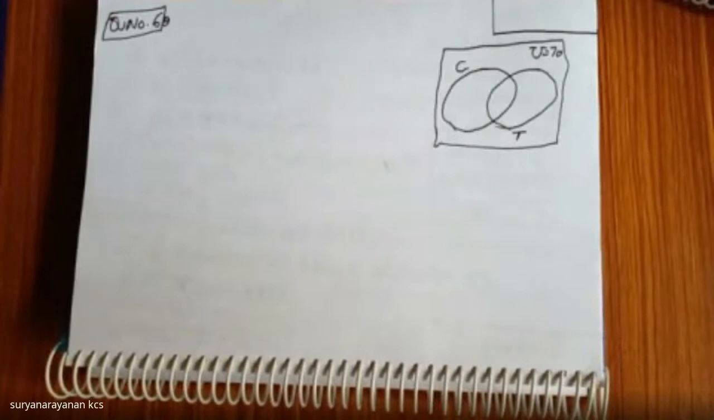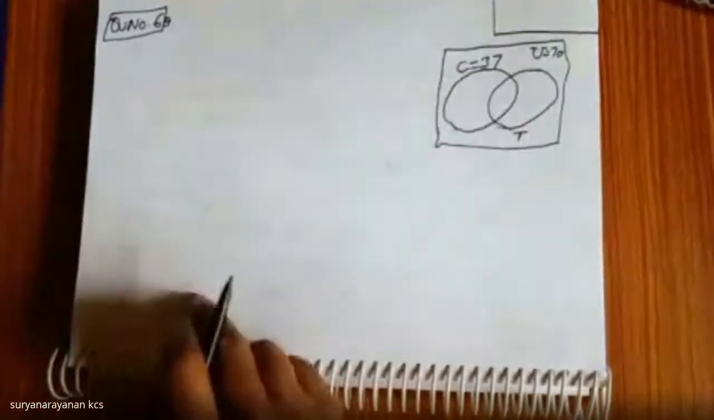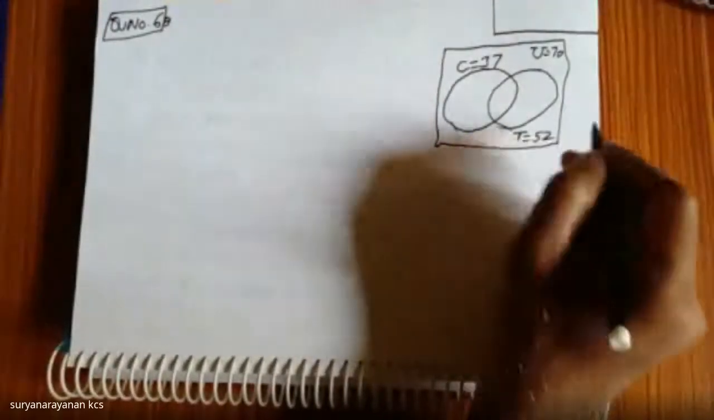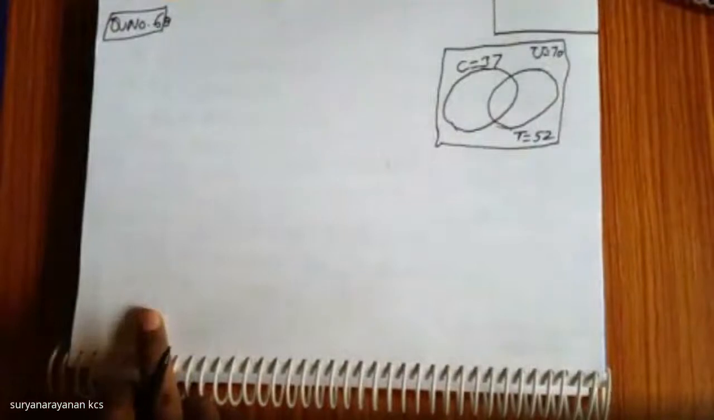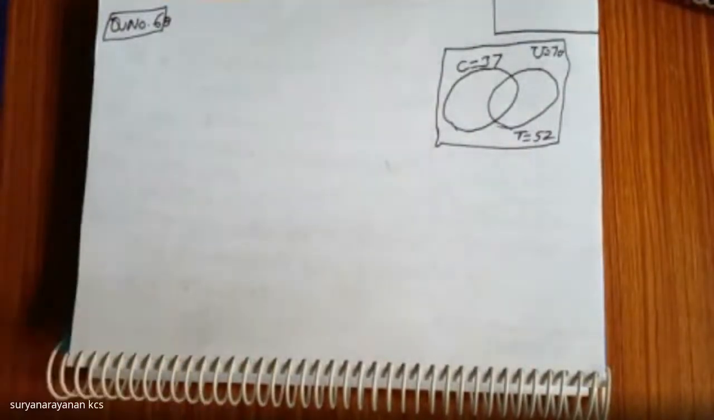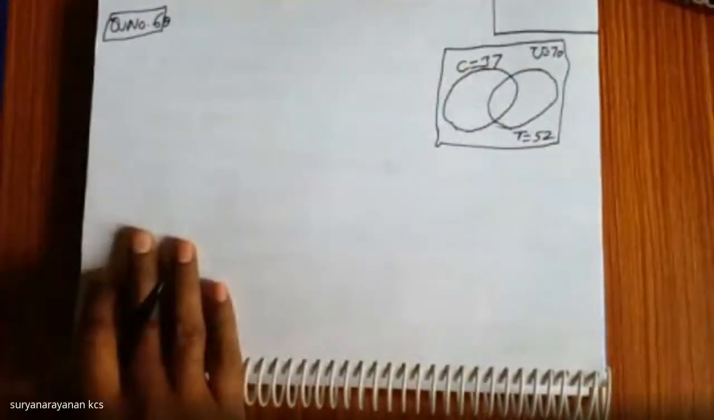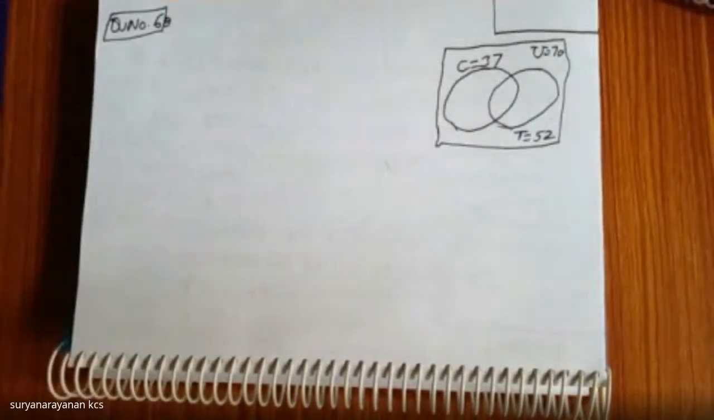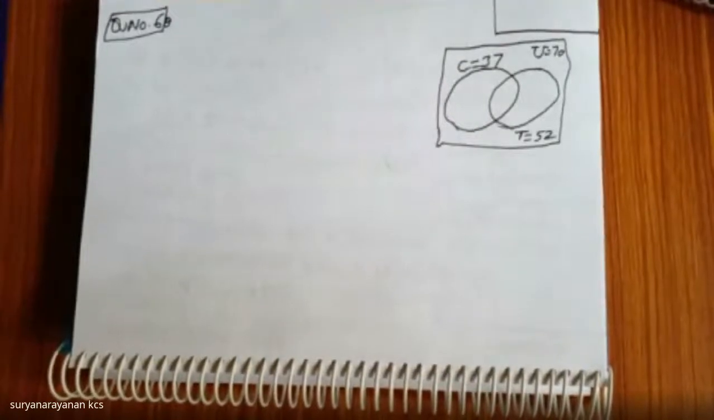In this circle, there should be 37 people who like coffee, and 52 like tea. 52 persons like tea, and each person likes at least one of the two drinks, which means C union T is nothing but 70. How many people like both coffee and tea?